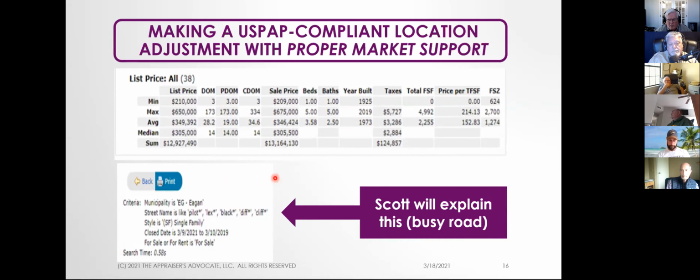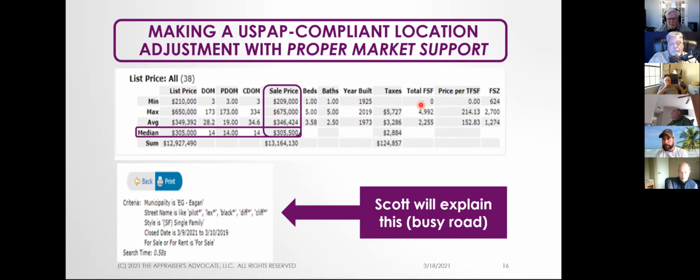And the two key numbers here are the median price, 305, that's the middle value. And the second key number to look at is how old are the houses that we're going to compare, and what is the size of the houses that we're going to compare over here under total finished square feet.